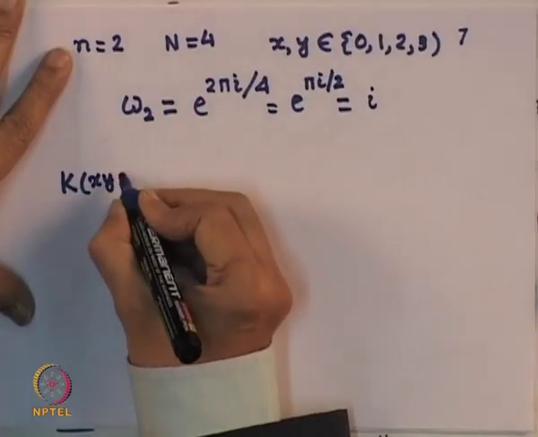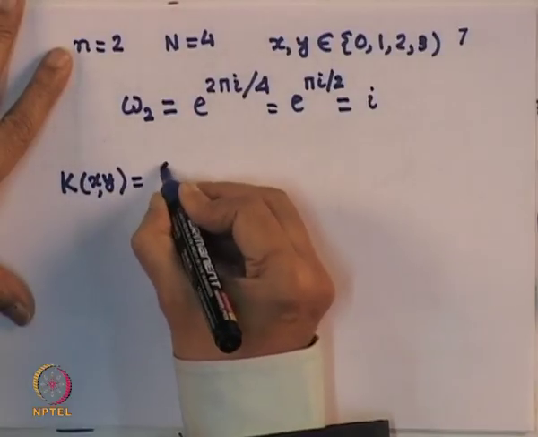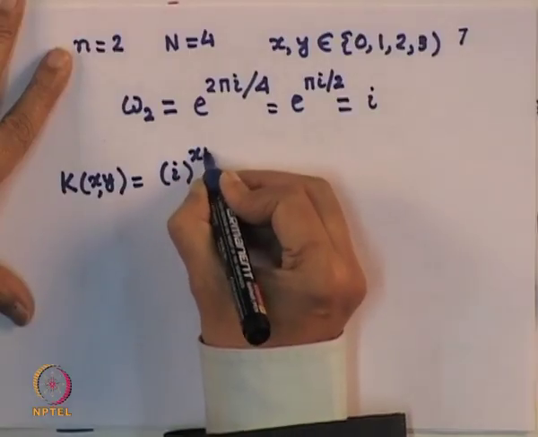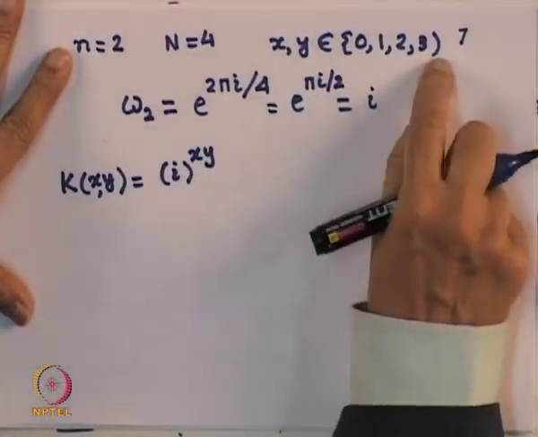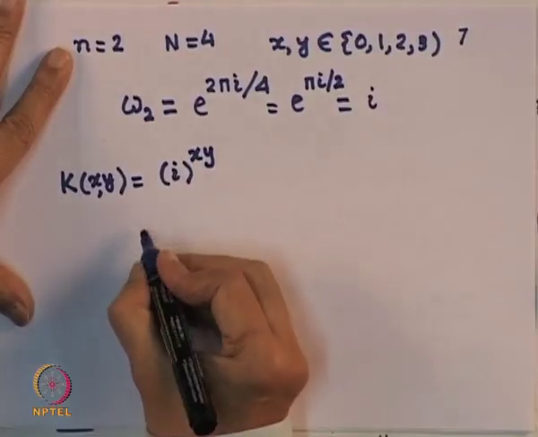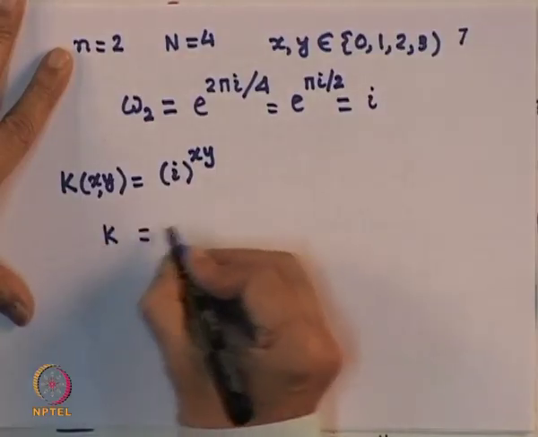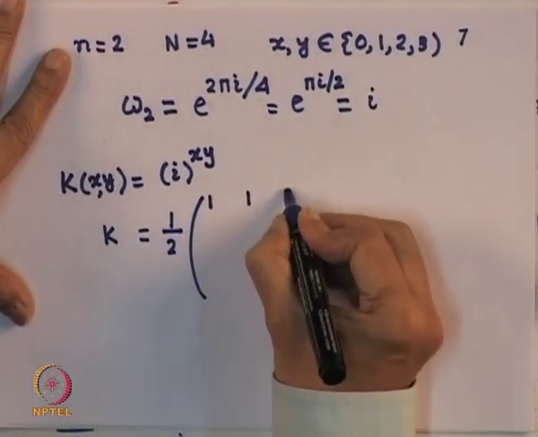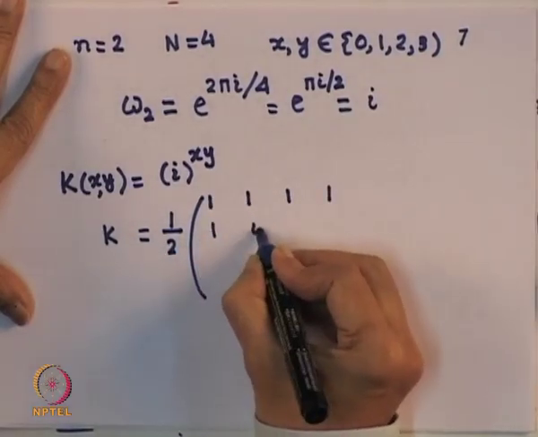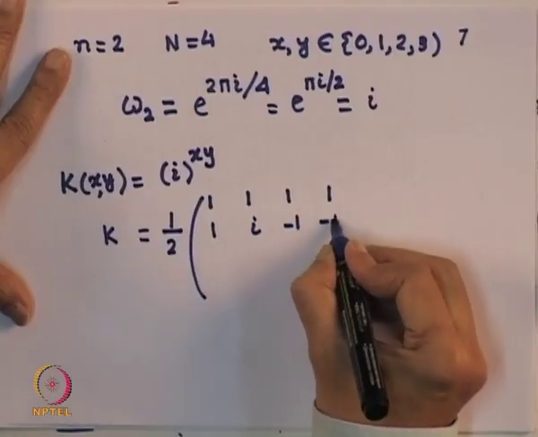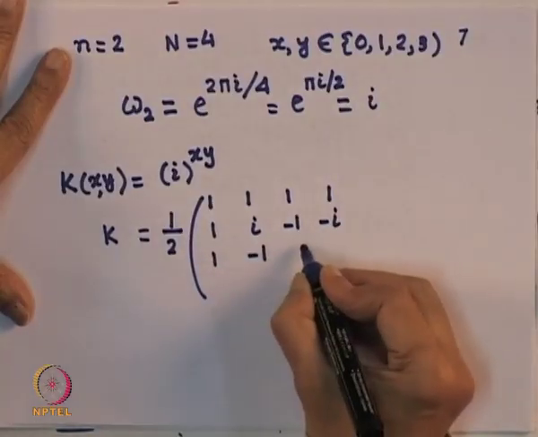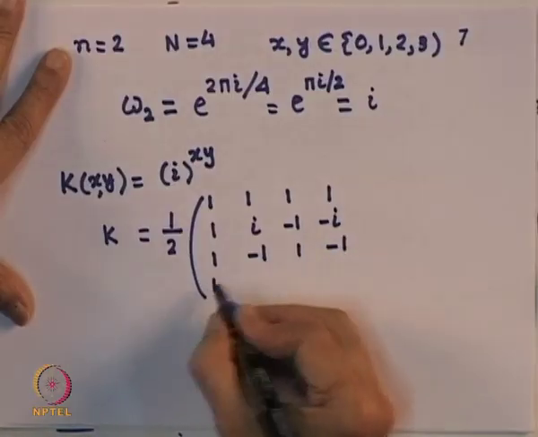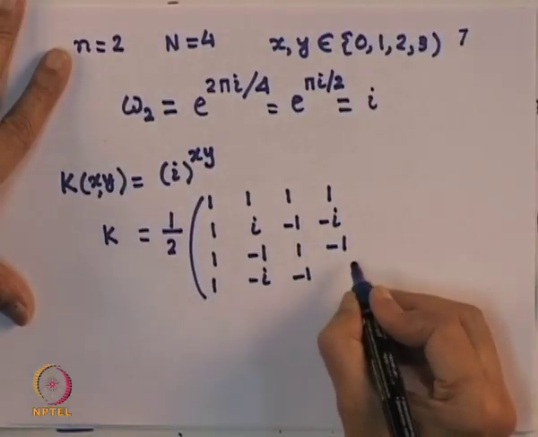You can write down the matrix K. K_xy has elements given by i to the power xy, x and y running like this, and show that the matrix K is given by this: 1, 1, 1, 1; 1, i, minus 1, minus i; 1, minus 1, 1, minus 1; 1, minus i, minus 1, i.